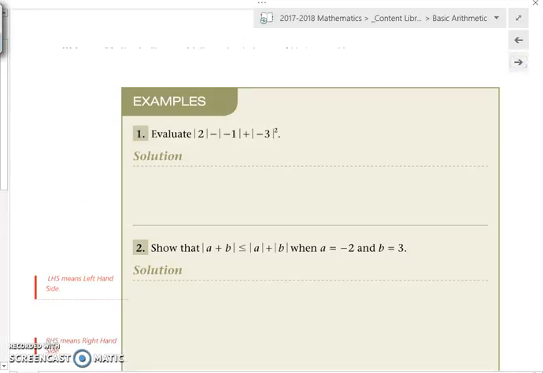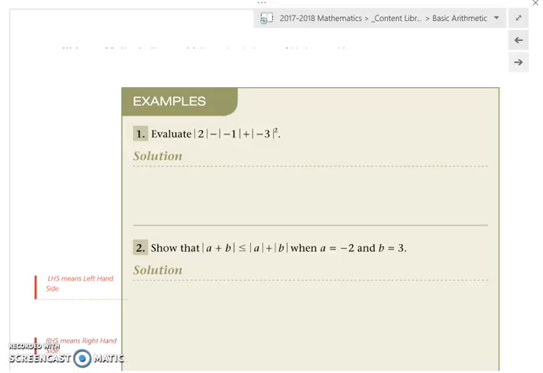So here you go. We have to evaluate 2 minus the absolute value of -1 plus the absolute value of -3, squared. But remember, there's absolute values. I should have said negative 1 and negative 3. That's how I should say it: 2 minus |-1| plus |-3| squared.